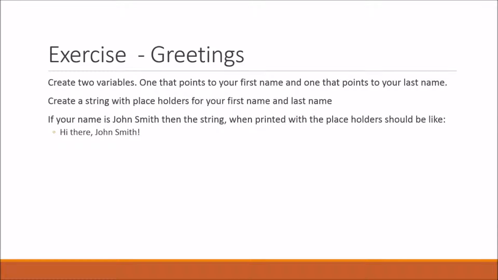So as an exercise, create two variables, one that points to your first name, one that points to your last name, just like we saw in the previous slide. Create another string message that has placeholders, that %s that I told you about, for your first name and your last name. And then print it to the screen so that if your name was John Smith, then when printed, it should look like, hi there, comma, John Smith.